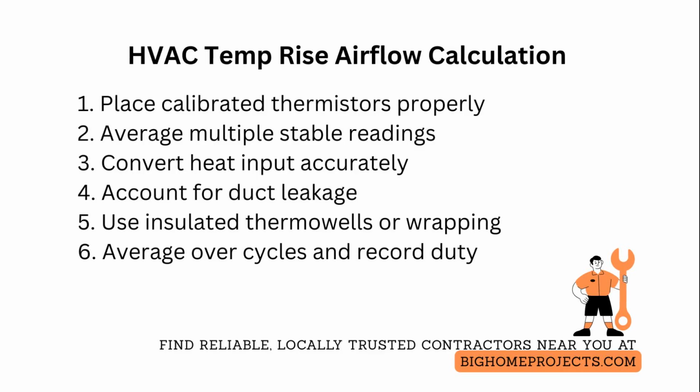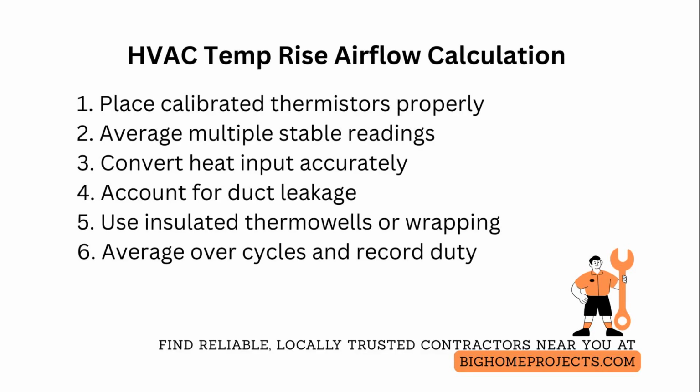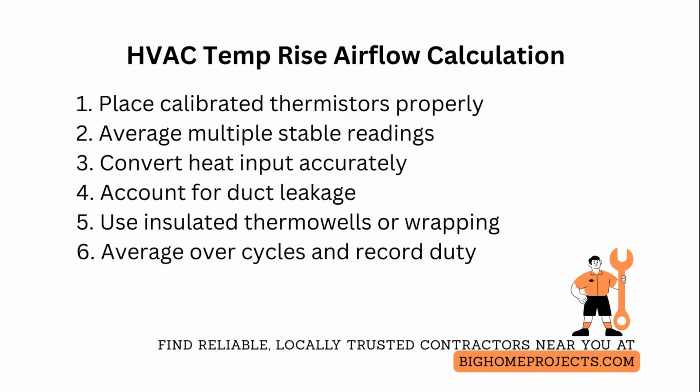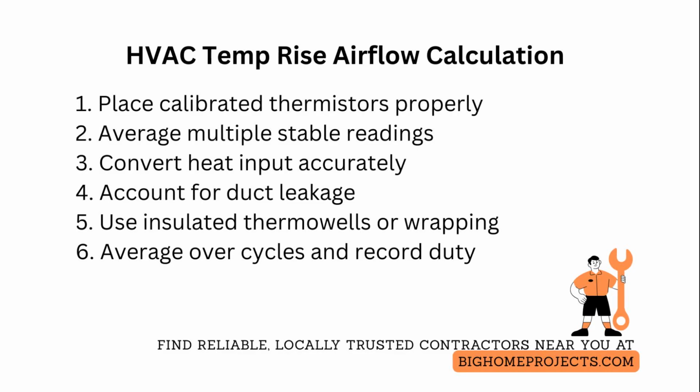For electric heat, measure current and voltage simultaneously to compute true watts and convert to BTU per hour using the conversion factor 3401. Account for wet coils by using dry bulb readings only and temporarily isolating condensate effects. If humidity is high, correct for enthalpy changes by measuring dew point and applying psychrometric adjustments.